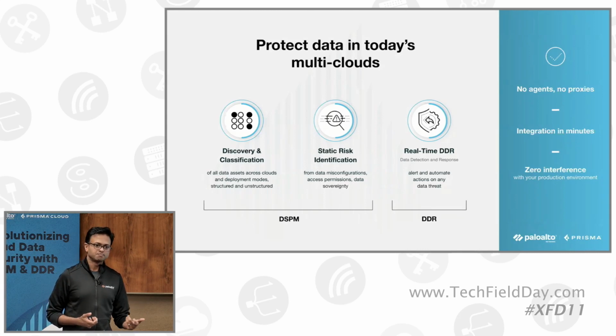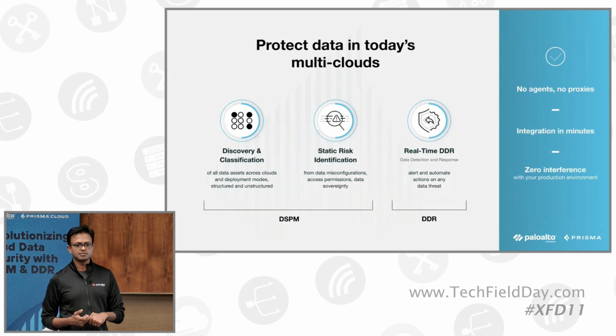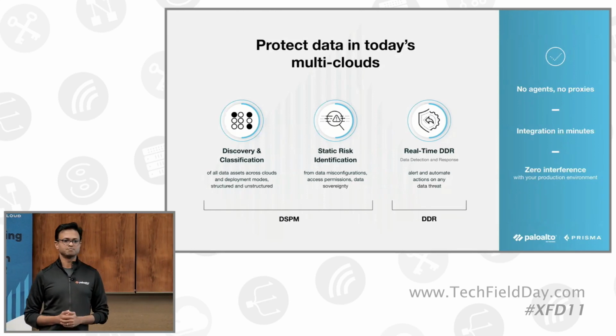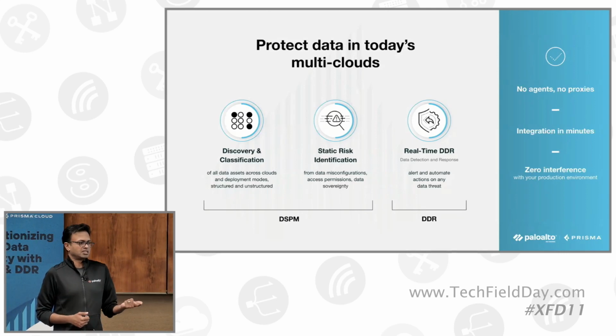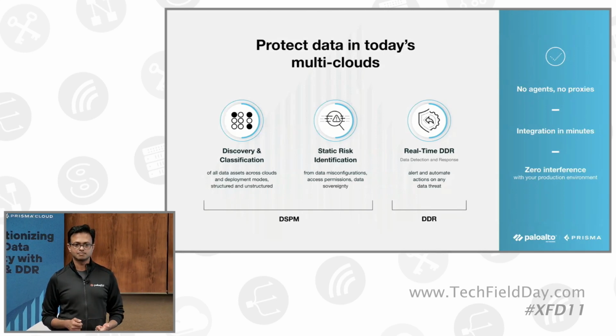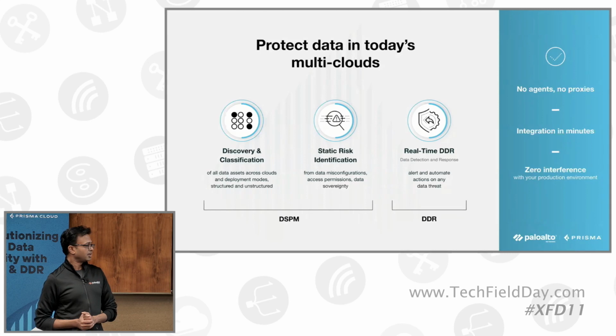Is it encrypted? Has anybody disabled logging on that? Is it exposed to the internet? Are there other misconfigurations on it? And there are three different types. One is misconfig, simply. Somebody has turned off encryption. Somebody has exposed it to the internet. Then there is access, which is I have an overly permissive access bucket or a database that I've accidentally given everybody access to, or I've given an external identity access to my database, and I forgot to take that access permission away. And finally, data sovereignty, right?